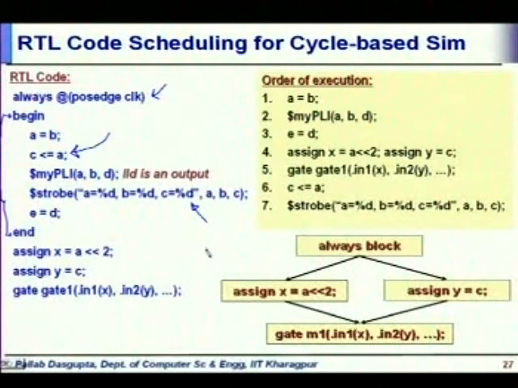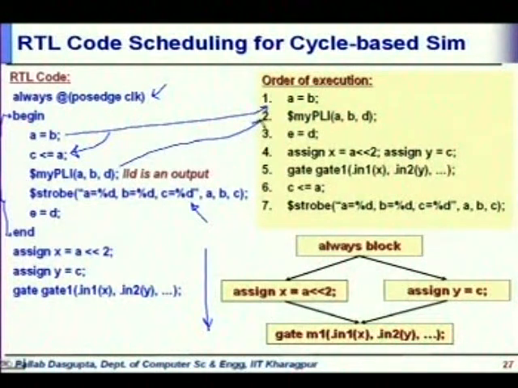So, this is the sequence that is followed. If you look at the order of execution of these statements, this is how it is. A equal to B is executed first, then we skip this one because this is going to be done at the end, then this will get executed. This is a PLI call.